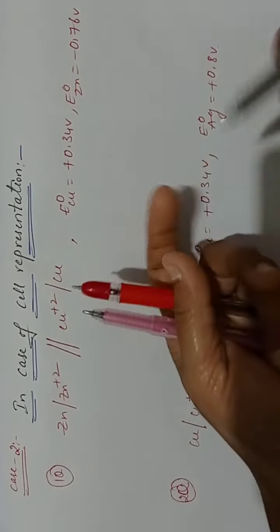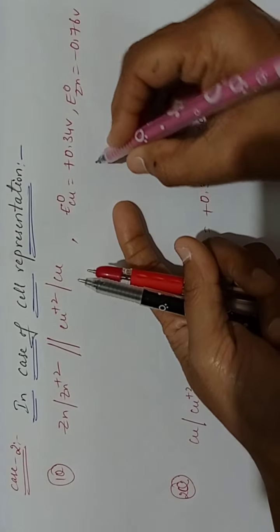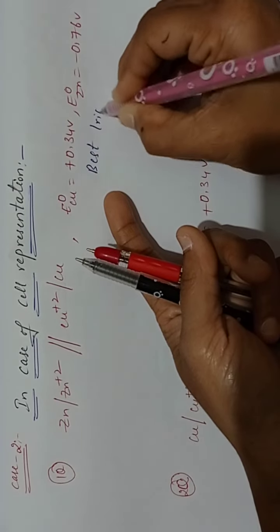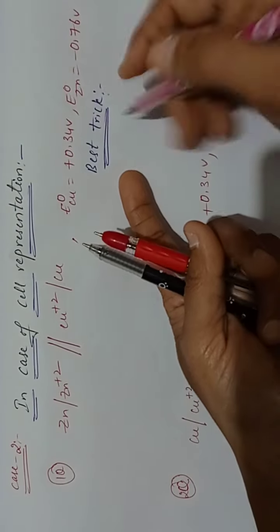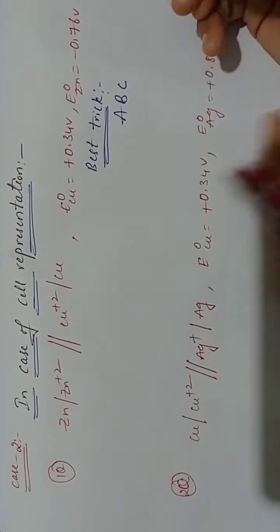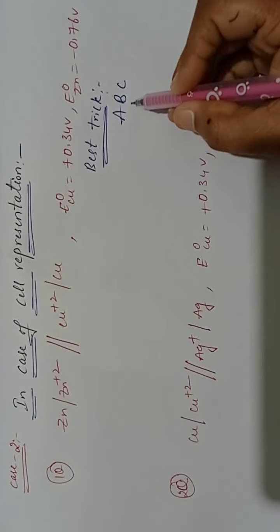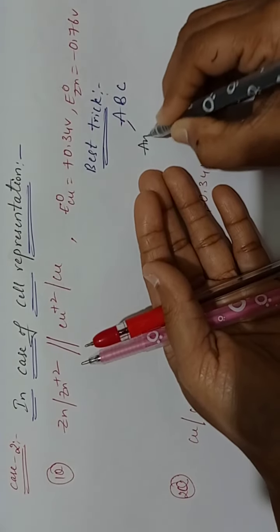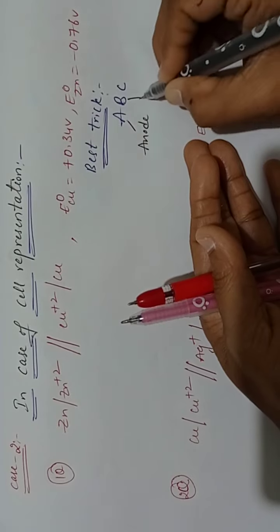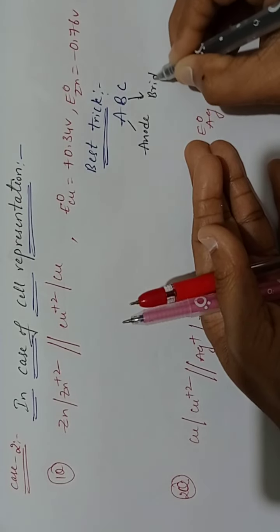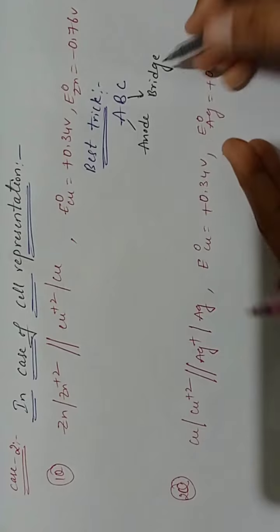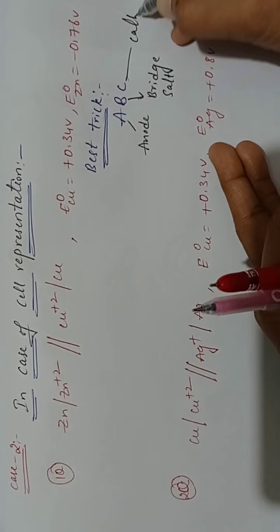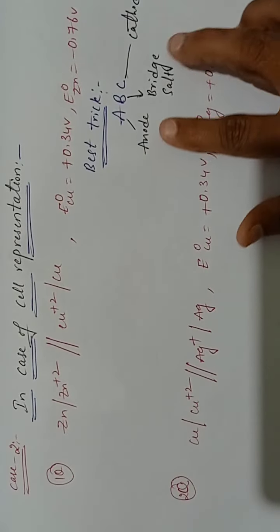What is the best trick here? In case of cell representation, the best trick is the ABC trick. What is A? A indicates anode. B indicates bridge, the salt bridge. And C indicates cathode. A, B, C.